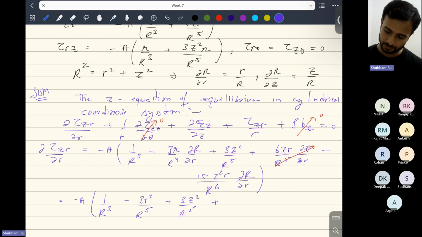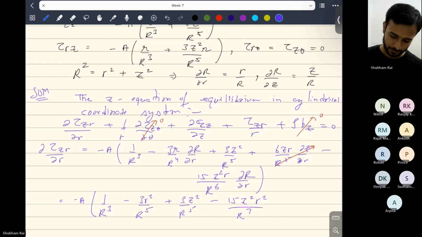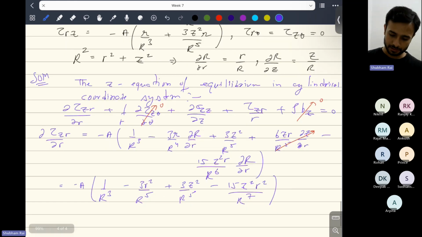So finally we have here minus 15 z square will remain as it is. And here will be r square over r to the power 7. I think this is all. So you have calculated this first term.